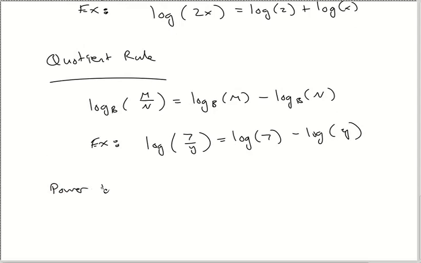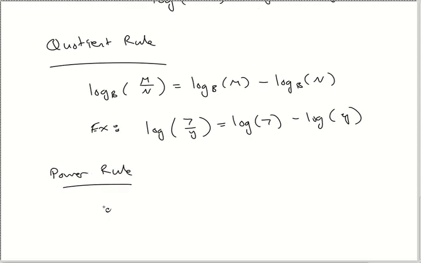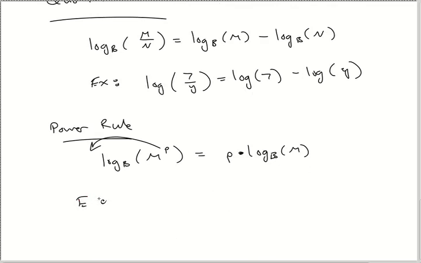And the last one, power rule. Power rule, we got log base b of m to the p power is equal to p times log base b of m. And so this p power comes to the front. Whatever power you have on the inside of a log, you can bring it out to the front as a multiplier. Let's do another example. Let's say that I have log of x cubed. What you could do is take that 3 and move it to the front as 3 times log x.